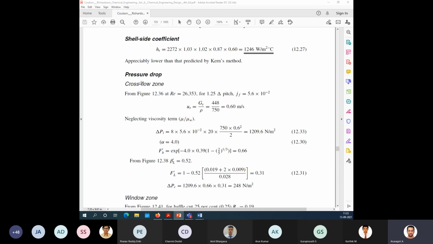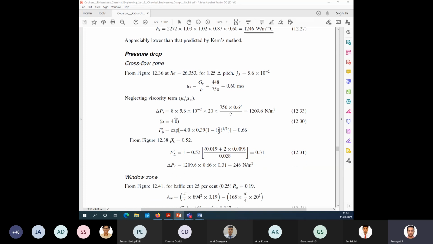Similarly, you can calculate the pressure drop in cross flow by the Bell-Delaware method. You have to calculate cross flow pressure drop, window zone pressure drop, and end zone pressure drop. In the cross flow zone, you calculate the Reynolds number, then calculate JF. The velocity on the cell side is 0.6 meters per second. Then this delta PI is the ideal cross flow condition, which is around 1209.6 Newton per meter square.